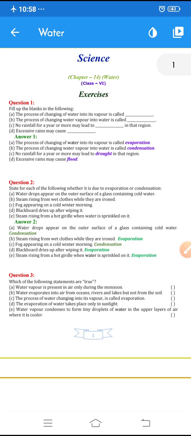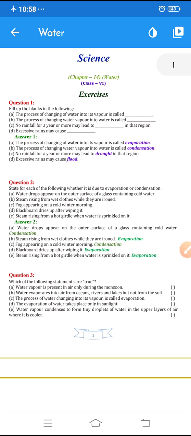Third one, no rainfall for a year or more may lead to dash in that region. If there is no rainfall for 1 year or more than 1 year, it may lead to a problem of drought. It may lead to drought condition.